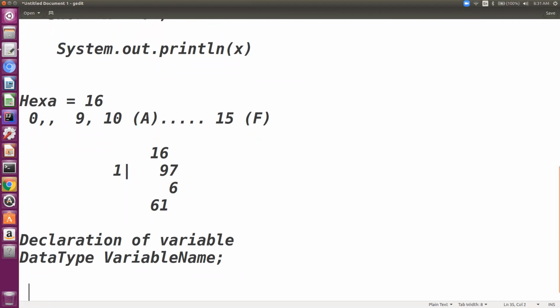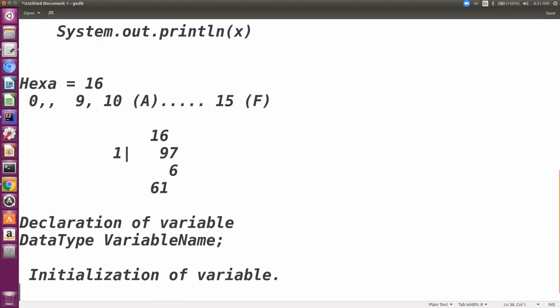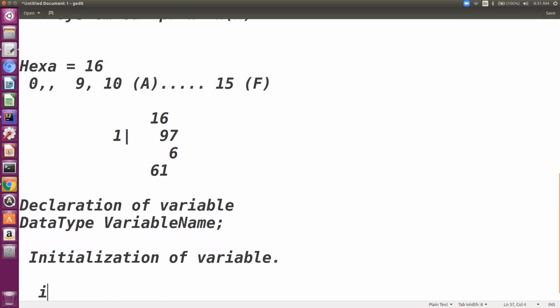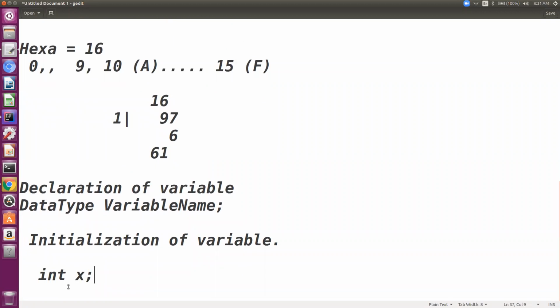The second part is initialization or defining of the variable. By initialization, we mean giving it a value, some data. For example, int x: what I am telling Java is that I am declaring a variable whose name is x. That means it is going to be used to store integer values because its data type is int. Then I can do something like x equal to 4.